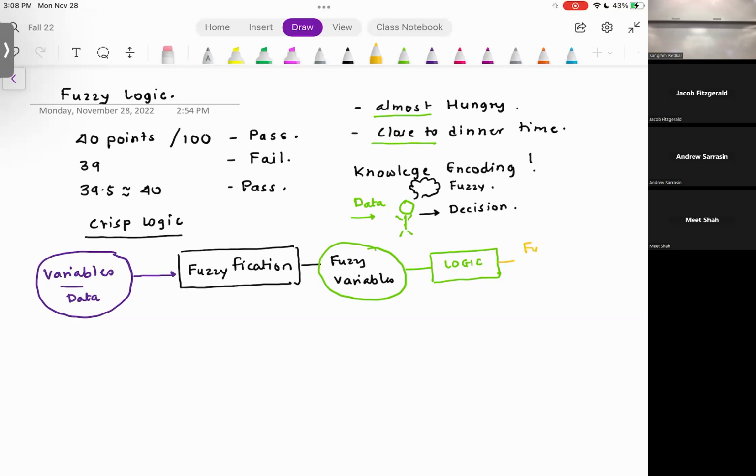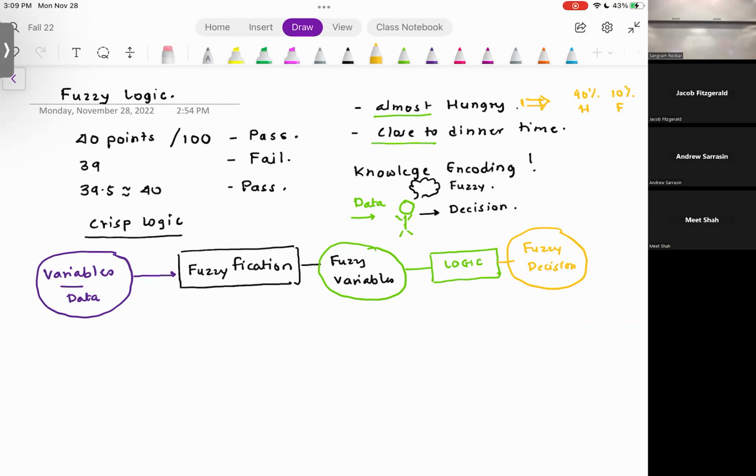So now what do I mean by fuzzy decision? Let me give you an example. I'm almost hungry, which means I'm 90% hungry and 10% full. And my decision is, should I go eat or should I wait? So we encoded this almost hungry statement into fuzzy variables: almost hungry means I'm 90% hungry, 10% full.